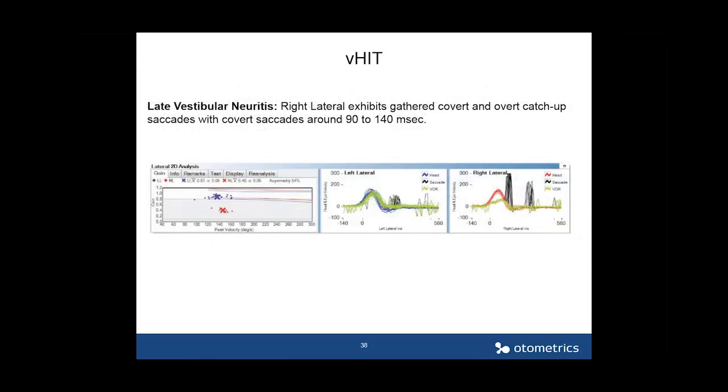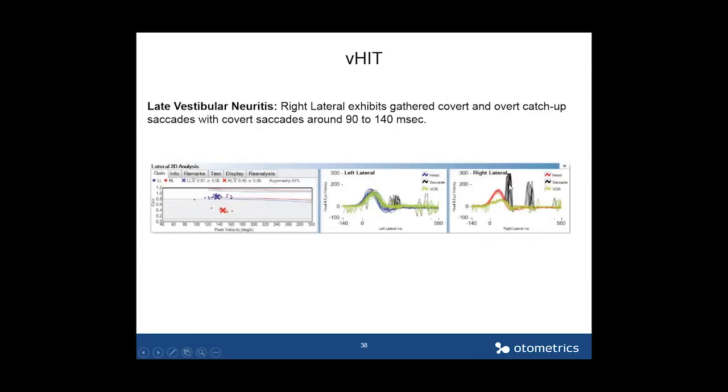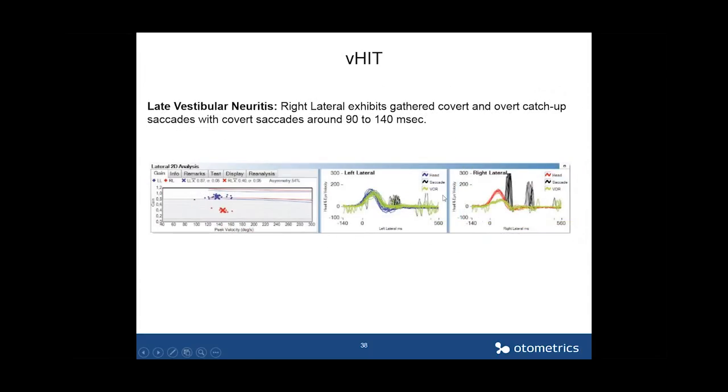This is the same patient, later on. The right lateral exhibits clustered saccades. Let me go back a slide. See how these saccades are scattered across different milliseconds? Later on, they start to cluster. You see the covert saccades here and the overt saccades here, which Dr. Schubert also talked about, occurring around 90 milliseconds and about 140 milliseconds. There's still a little bit of disorder on the contralesional side, but you can see that the gain is starting to come up on that side. You'll see that they're not as scattered as the person starts to compensate, and you'll get a little more clustering over time in some patients.